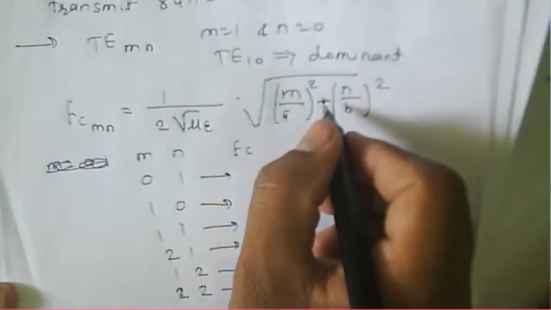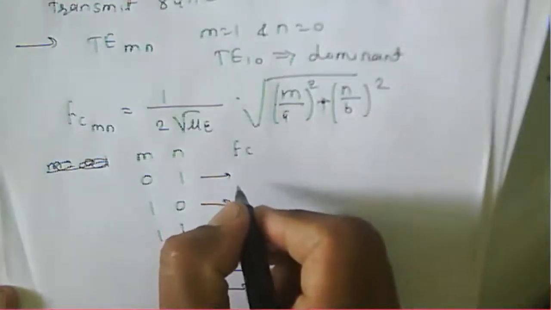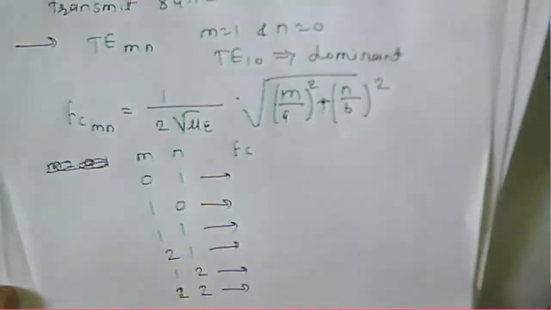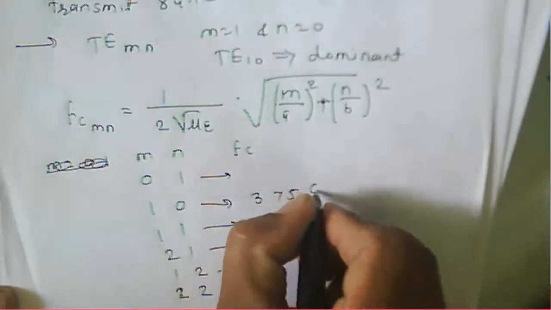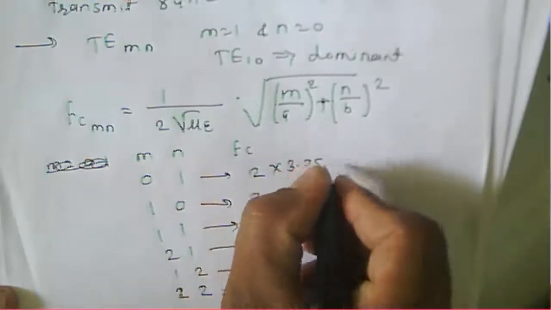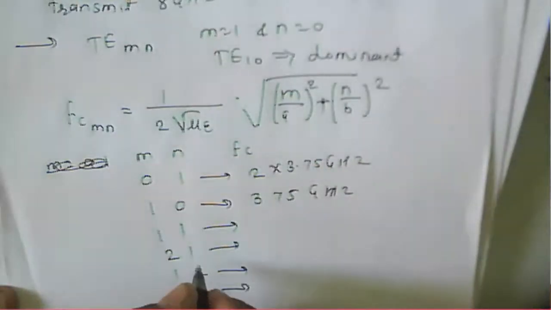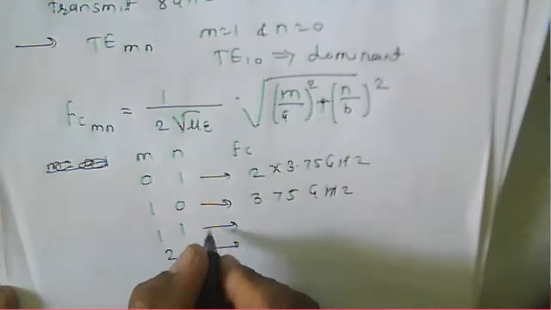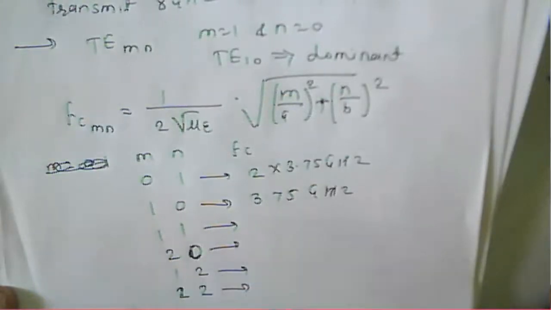So for fc01, you will get the cutoff frequency of 3.75 gigahertz, and for the other we are getting twice 3.75 gigahertz. That is the cutoff frequency we are getting. Then similarly, you can find out fc11. Then, we have forgotten here, we need to consider 20, then 02, then 21 and 12. Okay, so likewise.